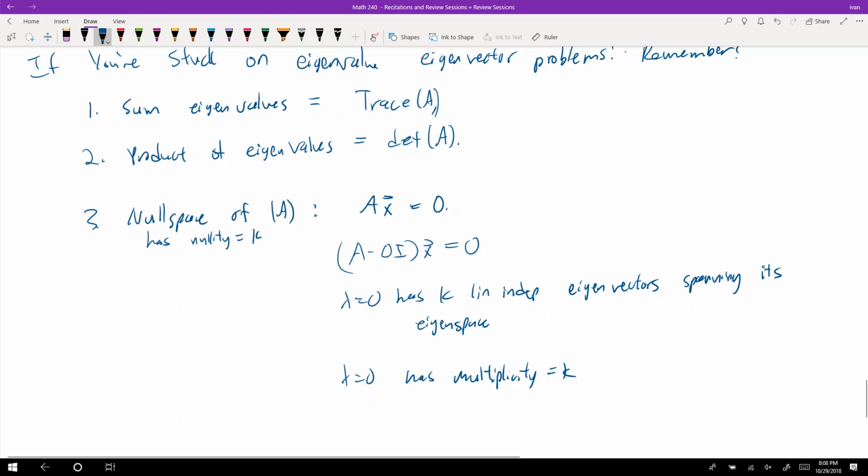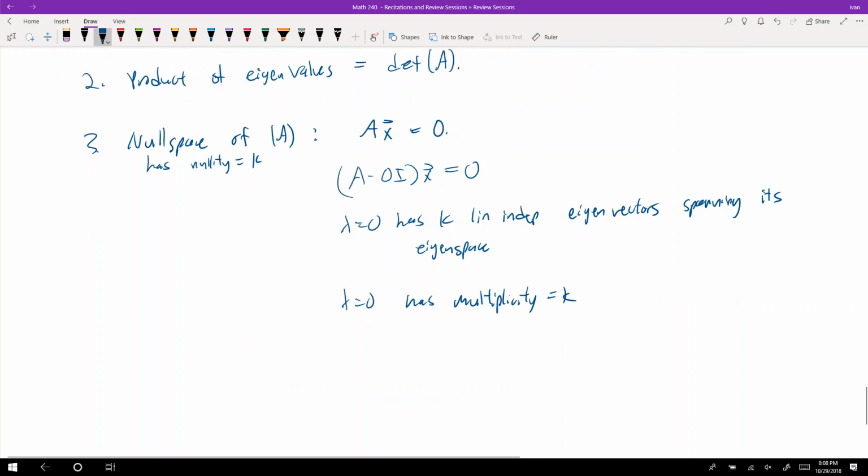So another way I can phrase it is: the null space of A is equal to the eigenspace for A for lambda equals 0. If you have lambda equals 4, there's nothing special, no special subspace corresponding to lambda equals 4. All I'm trying to say is this: the null space of A is equal to the eigenspace of lambda equals 0. And from that, you can deduce that lambda equals 0 has multiplicity k, and lambda equals 0 has k linearly independent eigenvectors.